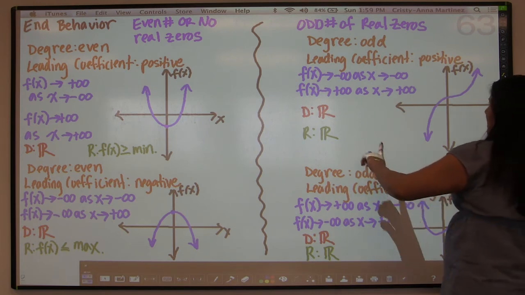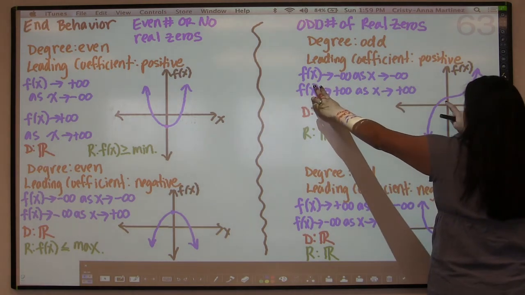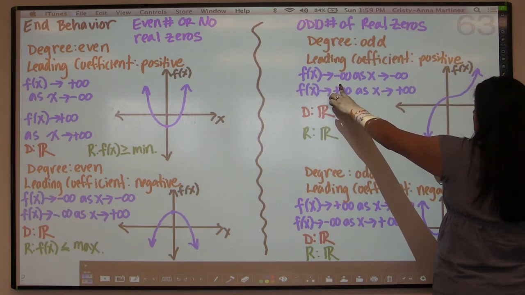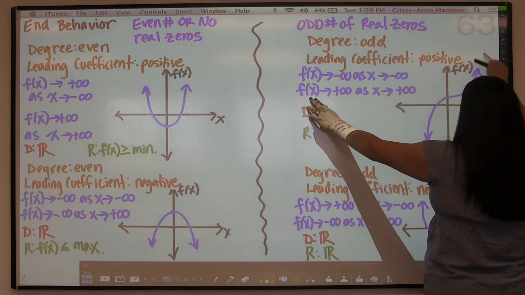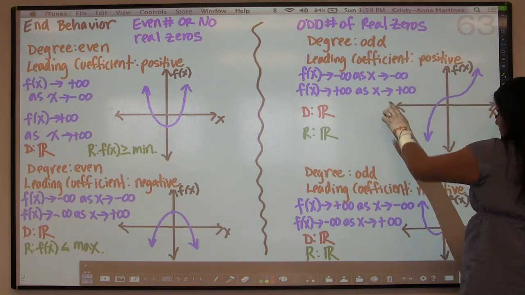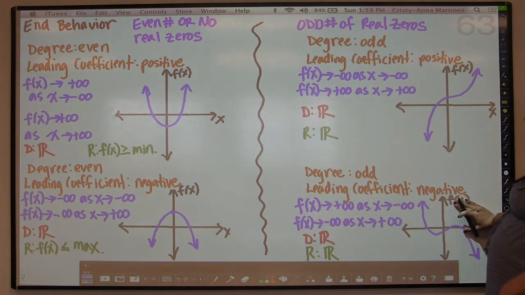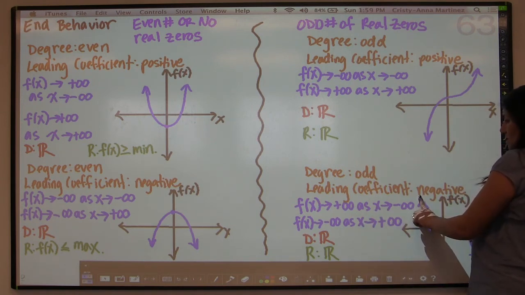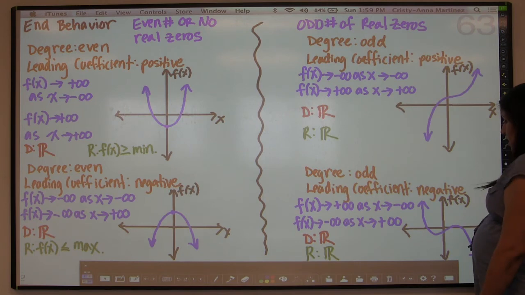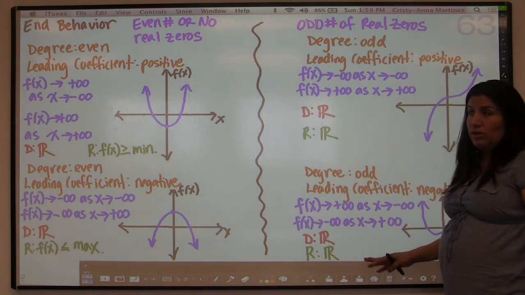So here we go. In this case, as x goes to negative infinity, f of x, or the y values, are going down, down, down, to negative infinity. And then on the other side, the y values are getting bigger and bigger as x gets bigger and bigger. In this case, the domain and the range are both all reals. And then in this last one, you have the opposite. Here the y values are approaching positive infinity as x approaches negative infinity, and on the other side, the y values are approaching negative infinity as x approaches positive infinity. But again, domain and range are all reals.